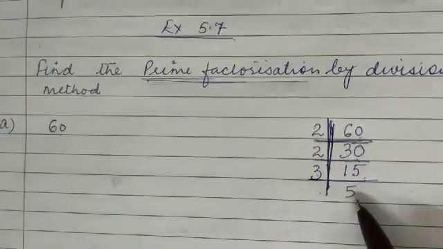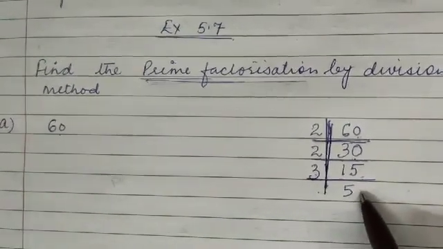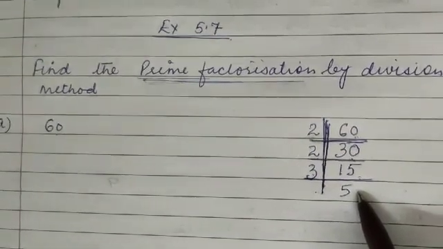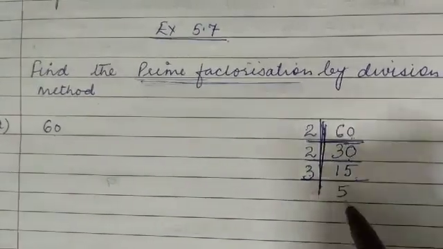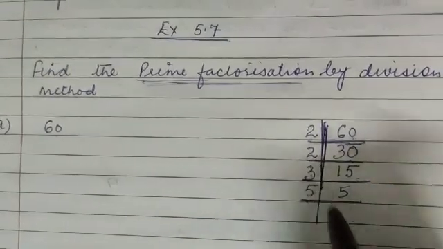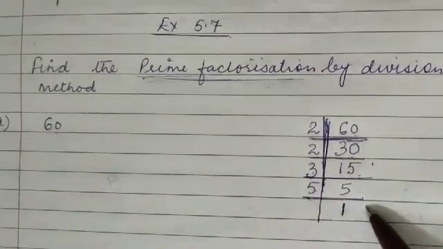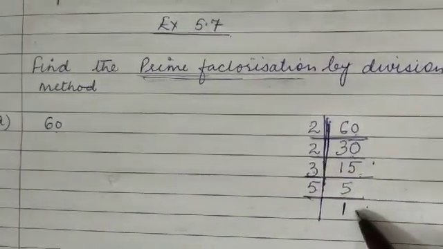Now 5 is a prime number, and a prime number is only divisible by 1 and the number itself. So 5 is divisible by only 5. 5 1s are 5. Now your sum is solved. Here we need 1.